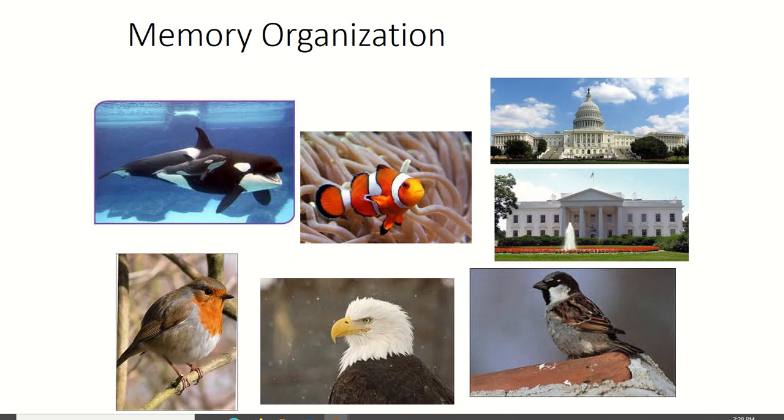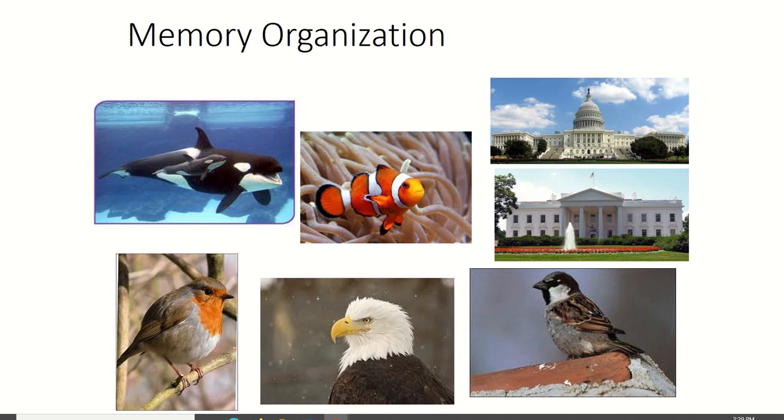Now, how is memory organized? Interesting question. Let's first just think about this for a second if we look at these pictures. You see a couple of birds, you see some fishes, and then you see two government buildings, the White House and the Capitol building in Washington, D.C. If you had to cluster these pictures, you would probably put the Capitol and the White House together, you'd probably put the birds together, and you'd probably put the fish together. And if I told you to make more refined categories, maybe you would separate the eagle from the other two birds because it looks kind of different.